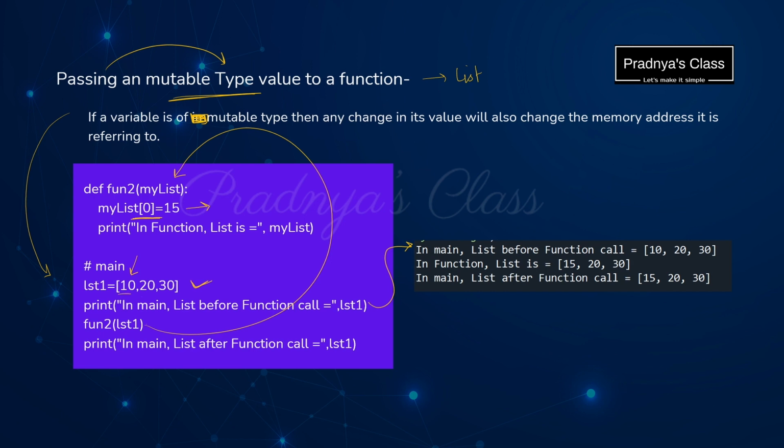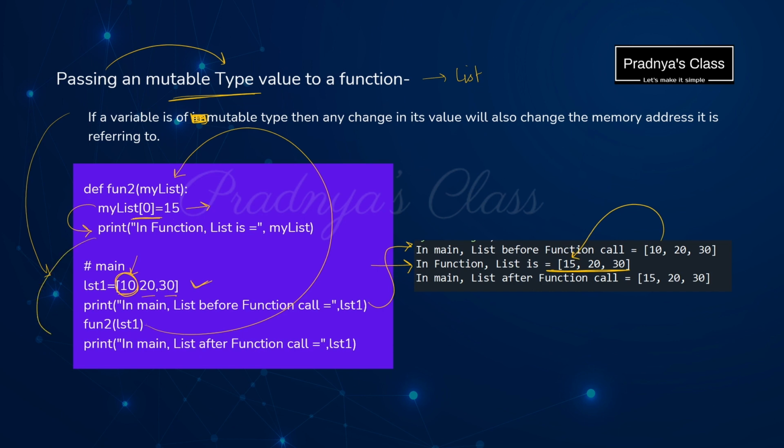Look at the original list. It is 10, 20, 30. Now we are updating the first element with 15. After updating the element, we are printing it. Look at the second output. In function, the list is 15, 20, 30. 10 got updated to 15.